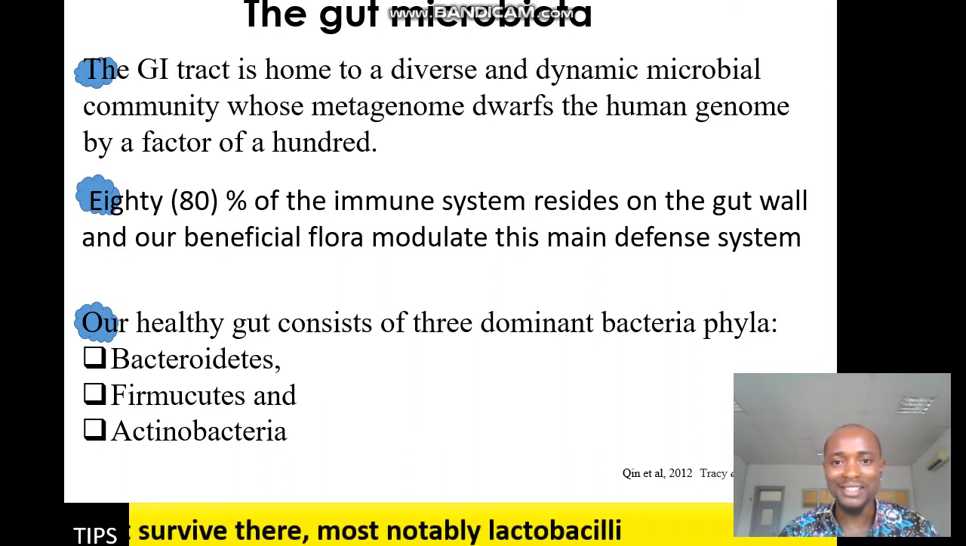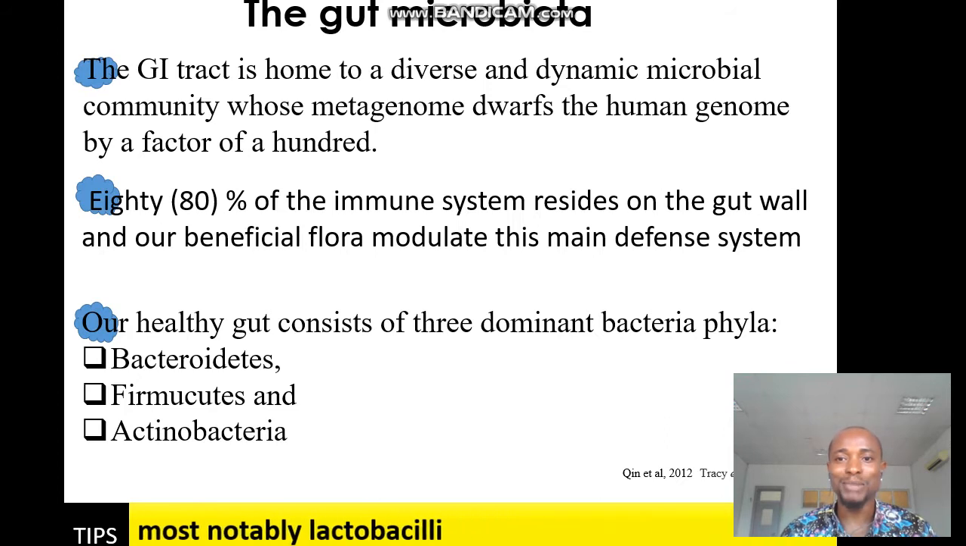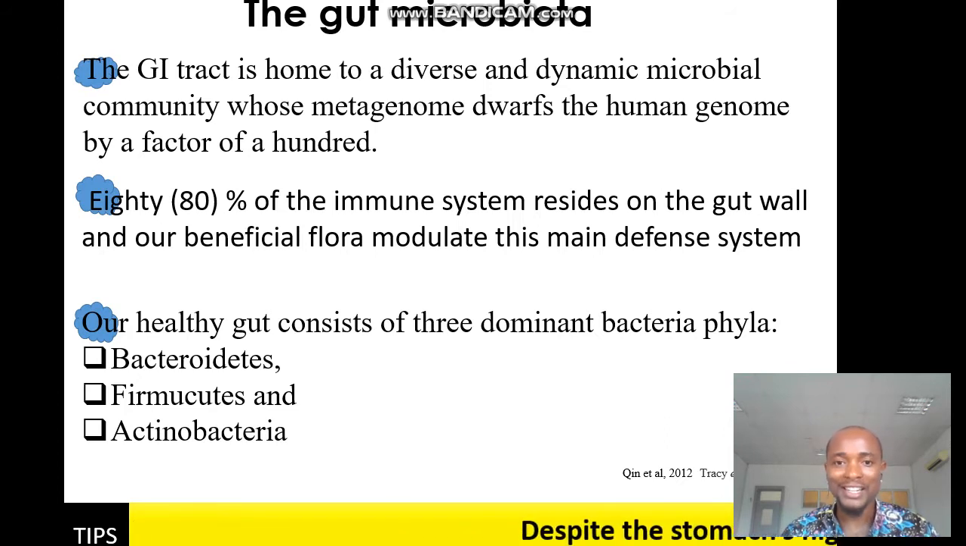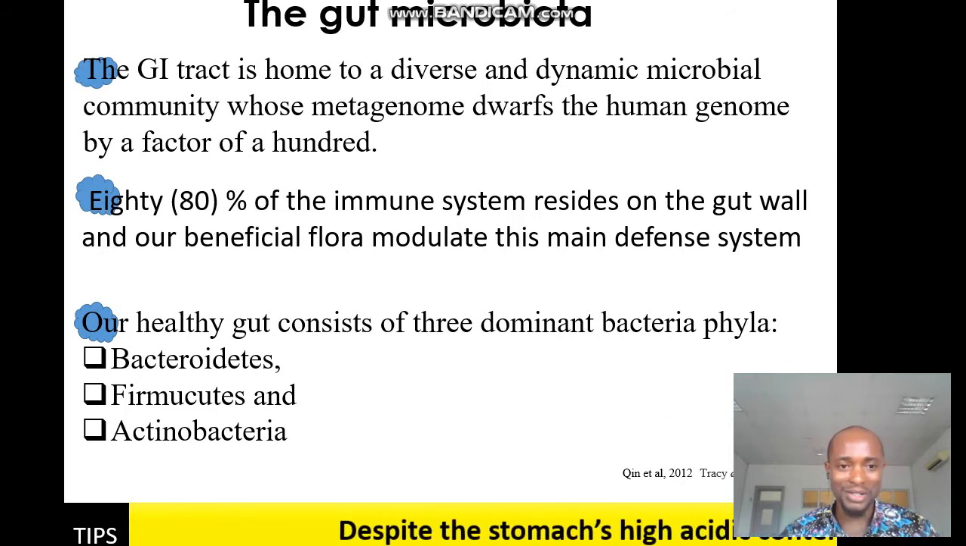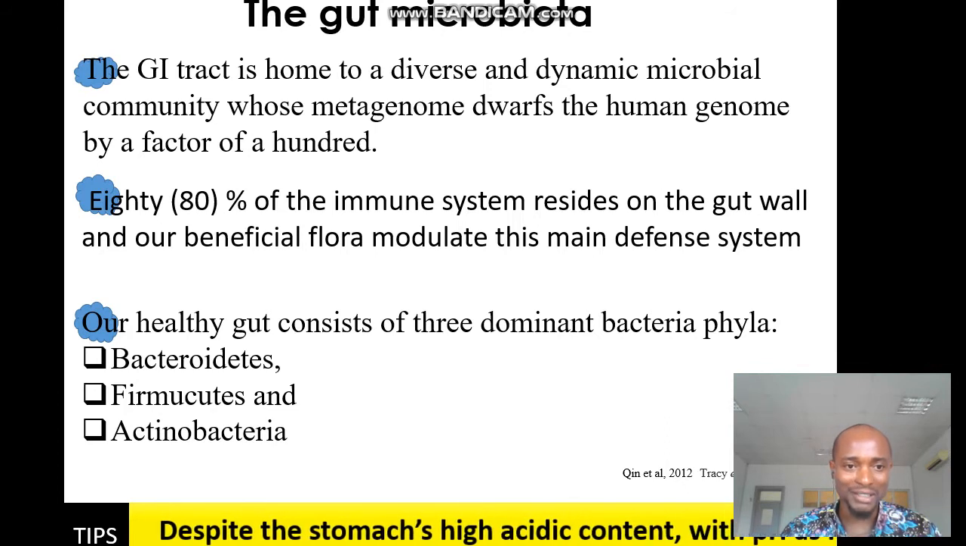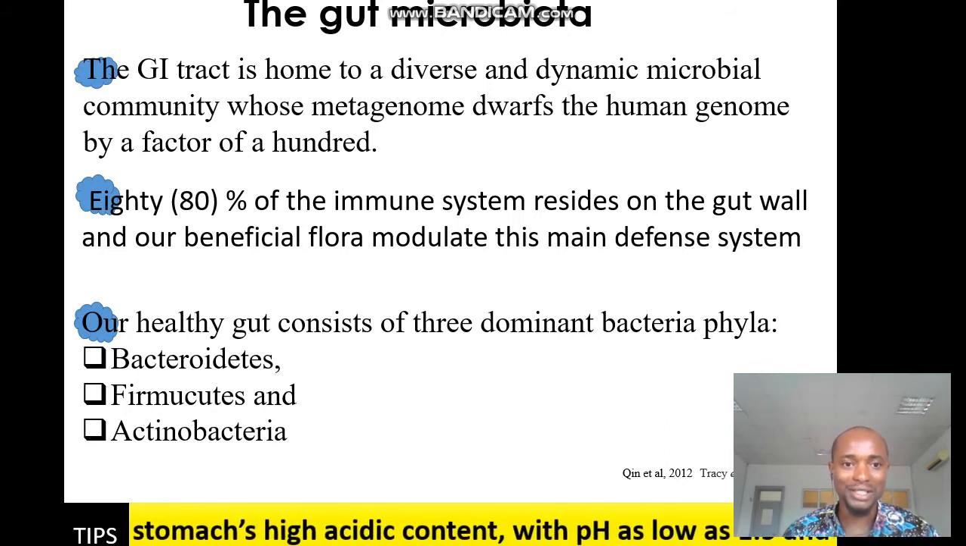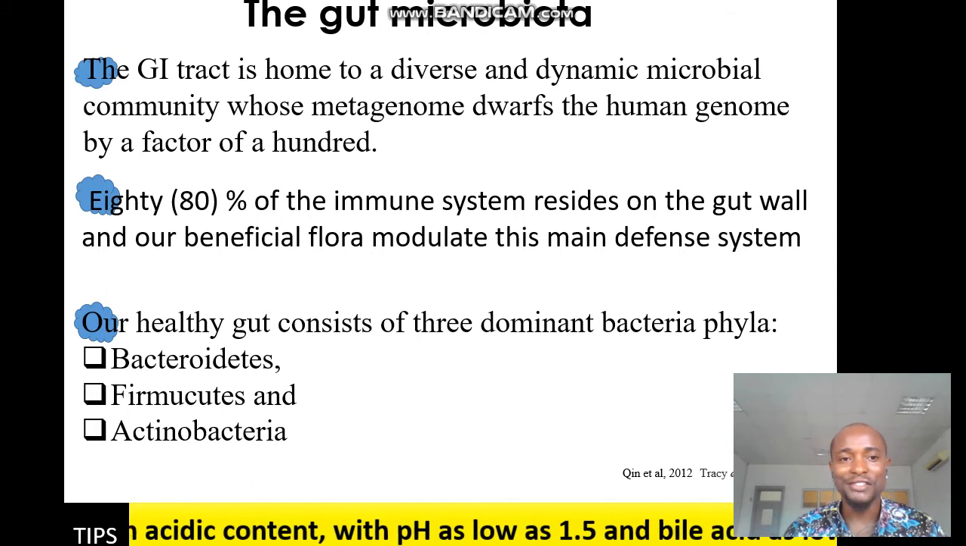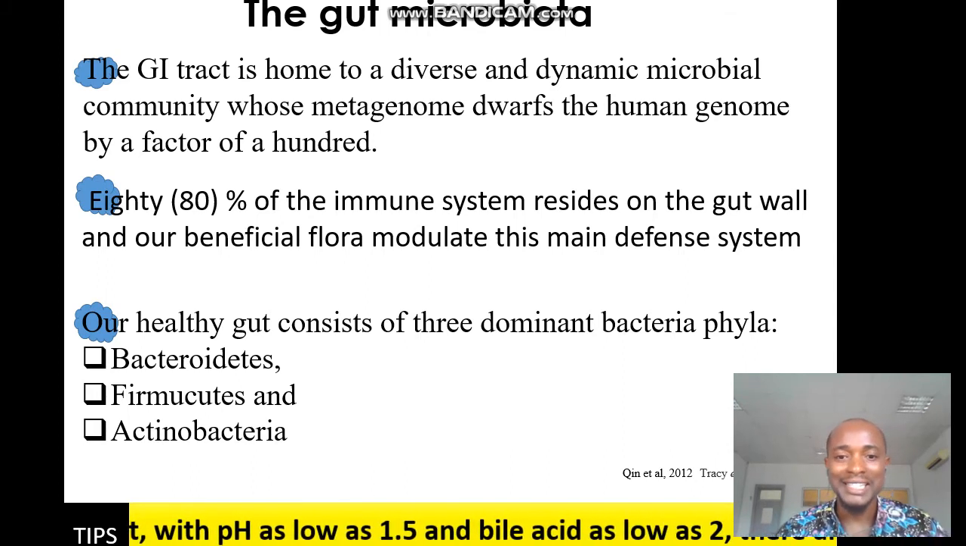And then we can see that we have dominant bacteria phyla that are associated with the gut. We talk about the Actinobacteria, the Firmicutes, and then the Bacteroidetes. These are the phyla that are commonly found in the gut.